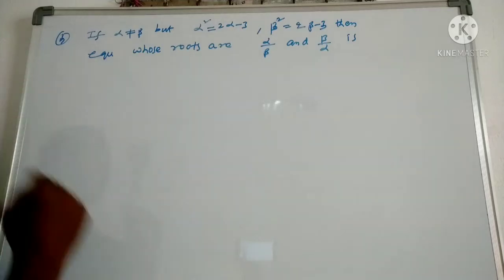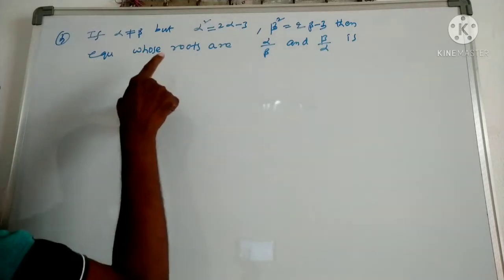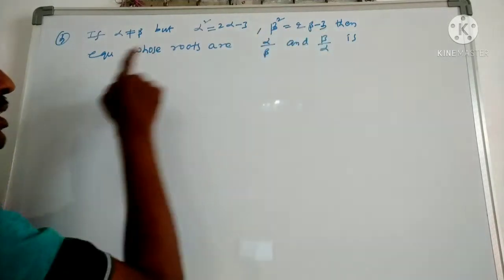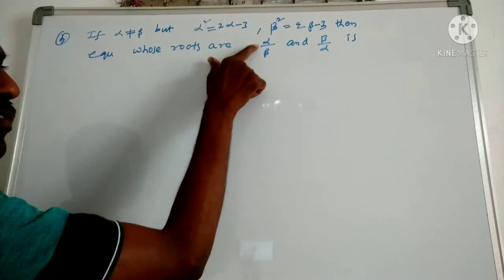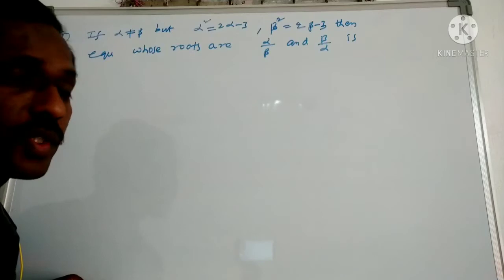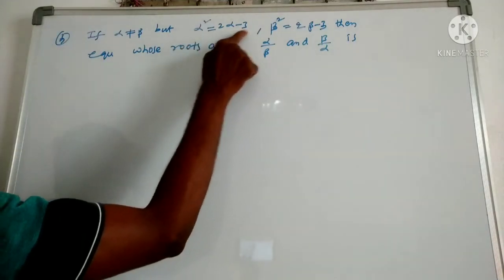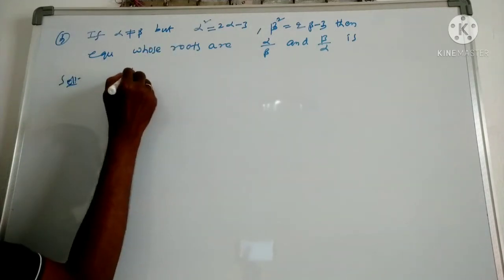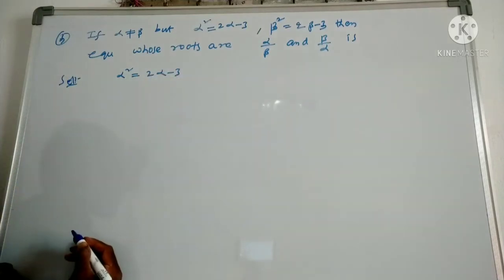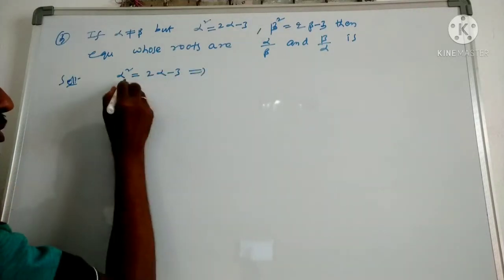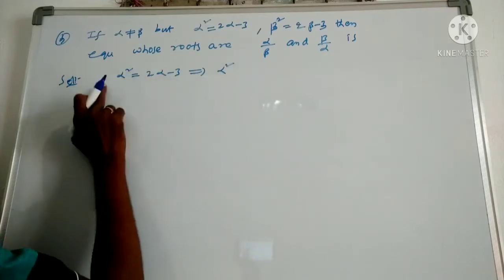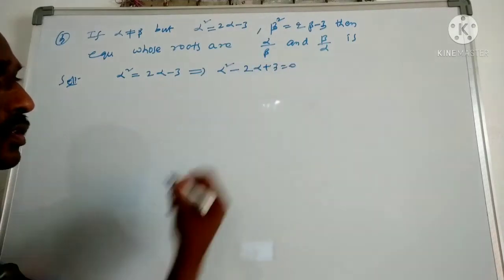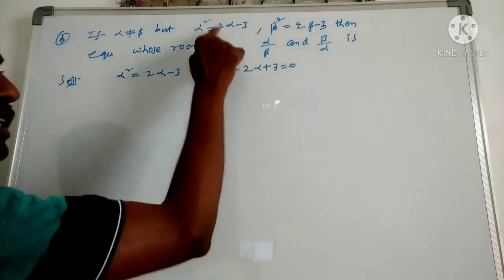Now the next, third problem. If alpha is not equal to beta, but alpha square equals 2 alpha minus 3 and beta square equals 2 beta minus 3, then find the equation whose roots are alpha by beta and beta by alpha. That is the question. Now the answer: first equation given is alpha square equals 2 alpha minus 3. If I write in quadratic form, taking these values to the left side, alpha square minus 2 alpha plus 3 equals 0. It is the quadratic equation 1 given.